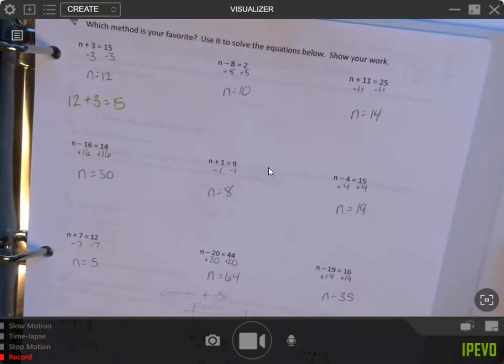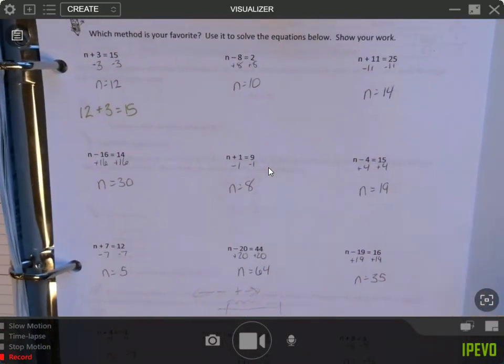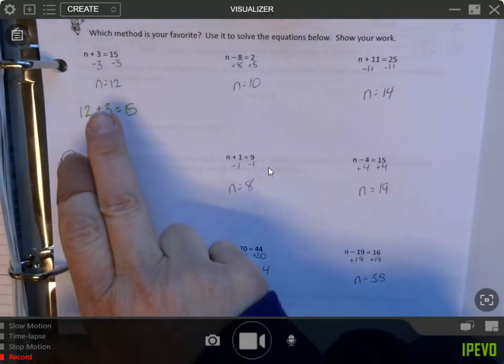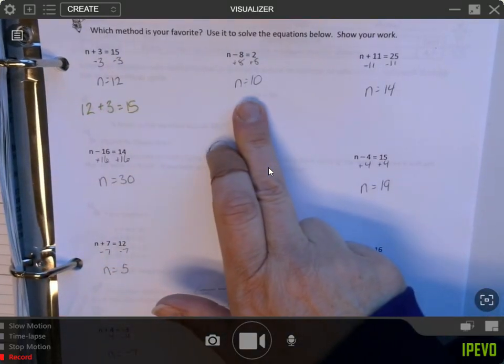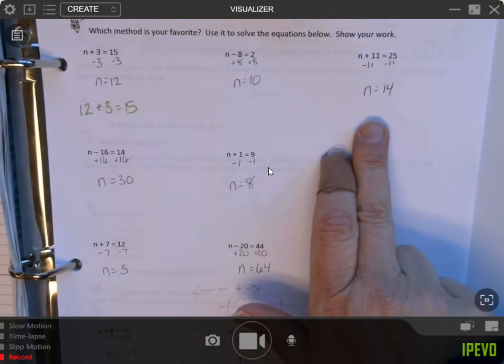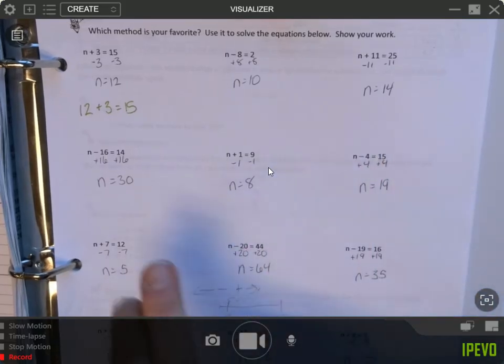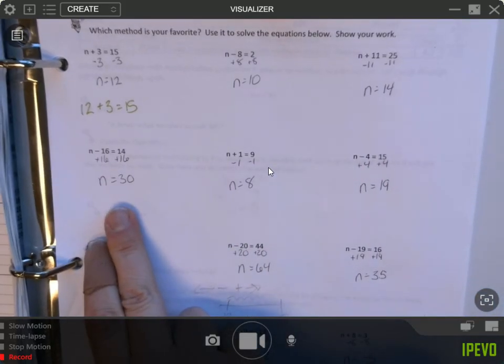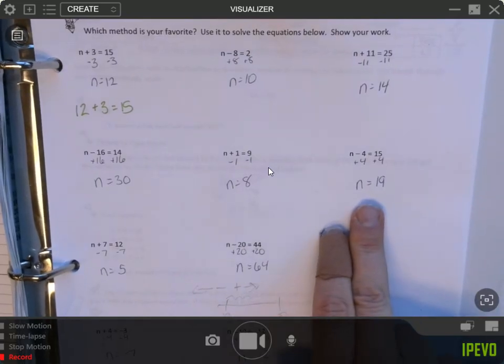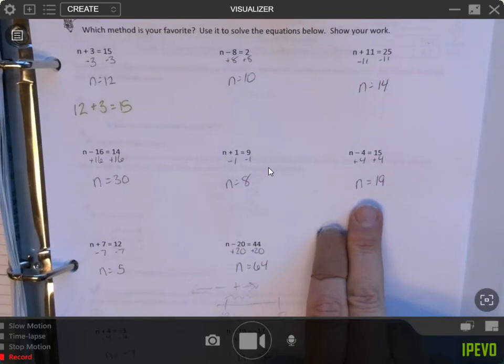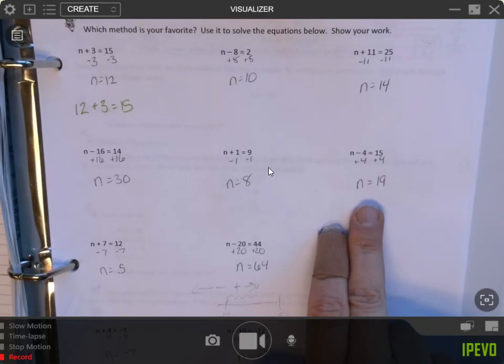If you are not sure how I got my answer, we can walk through the steps so we understand how we got the answers. So this first one is n equals 12, n equals 10, n equals 14. The next row is n equals 30, n equals 8, and n equals 19. Any questions on those top two rows?